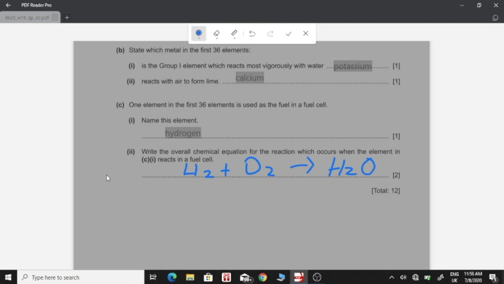Now we need to equate this equation. So we have 2 oxygen atoms on the product side as well as on the reactant side, but since there are 4 atoms of hydrogen on the product side, we also need to equate it on the reactant side, which gives us an equal equation, a balanced equation.